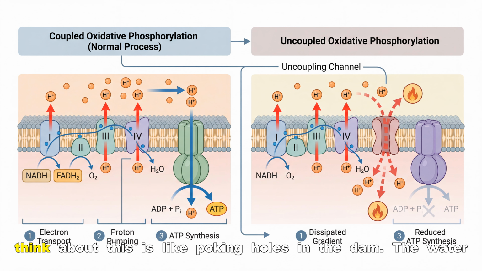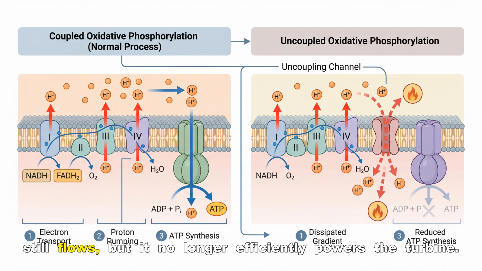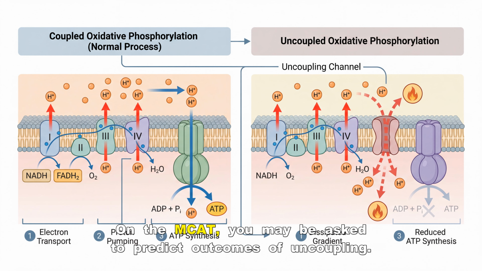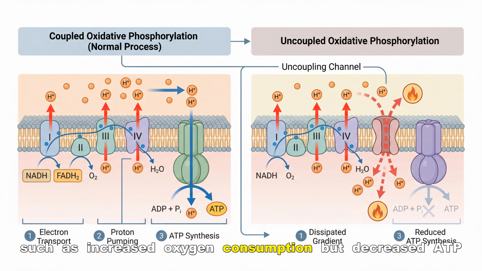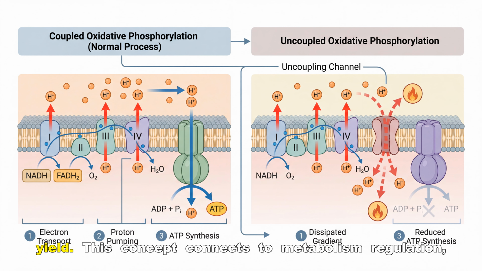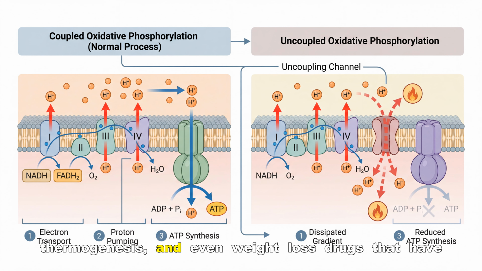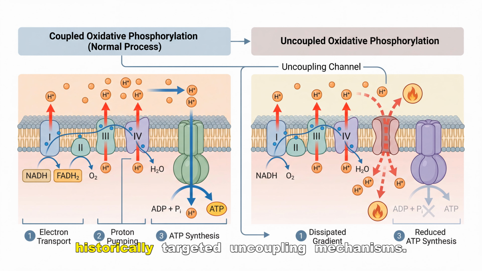A useful way to think about this is like poking holes in the dam. The water still flows, but it no longer efficiently powers the turbine. On the MCAT, you may be asked to predict outcomes of uncoupling, such as increased oxygen consumption but decreased ATP yield. This concept connects to metabolism regulation, thermogenesis, and even weight loss drugs that have historically targeted uncoupling mechanisms.